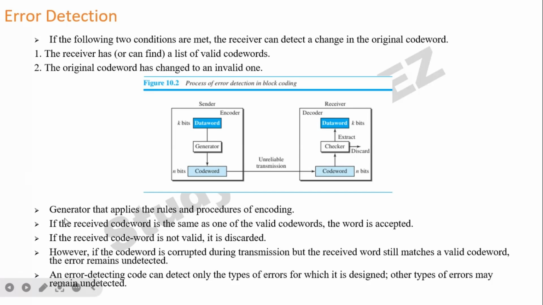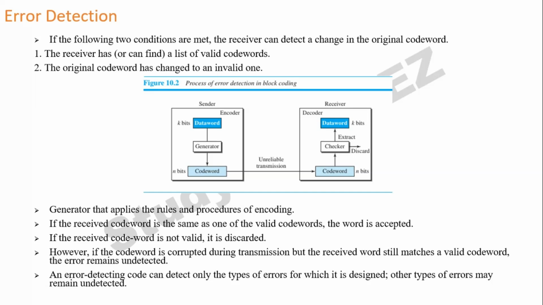That is what has been said here. A generator applies the rules and procedures of encoding, and if the received code word is the same as one listed among the valid code words, then the word is accepted. If it does not belong to valid code words, if it belongs to the invalid list, then it is discarded. And if the code word is corrupted during the transmission but the received word still matches a valid code word, it means the error is not detected. Even though there is an error, it is not detected.